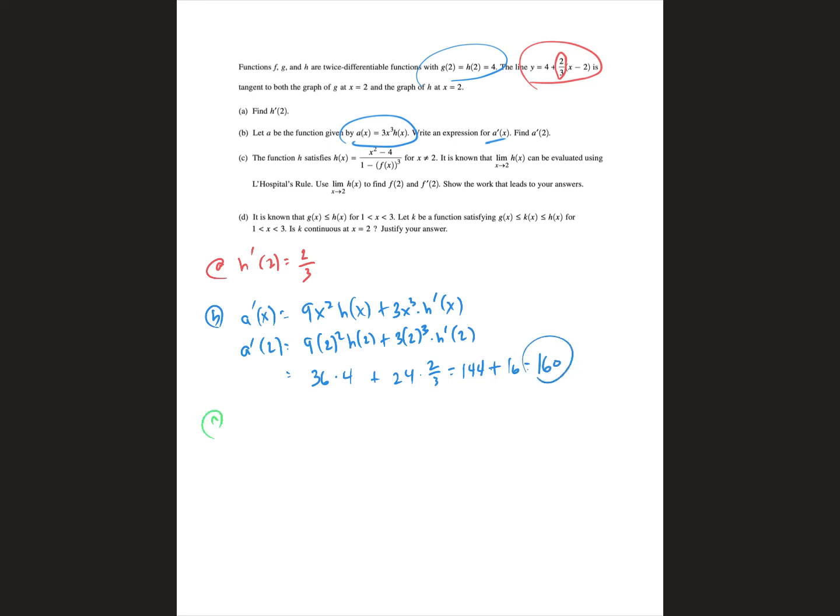Part C. All right, this one was a tricky one. So you're told that the limit can be evaluated using L'Hopital's rule. So basically what that means, there's two things. When I do the limit as x approaches 2 of x squared minus 4 over 1 minus f of x cubed, I can see by looking at the top, when I do substitution to start, I'm going to get a 0 on top. So if L'Hopital's rule is involved, that means I'm also going to get 0 on the bottom, which means when I plug 2 into the bottom, I should get 0. So I can solve that for f of 2.